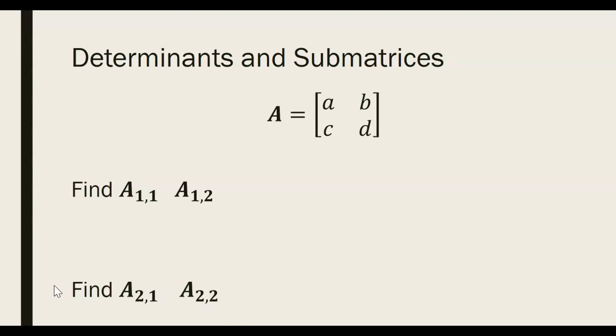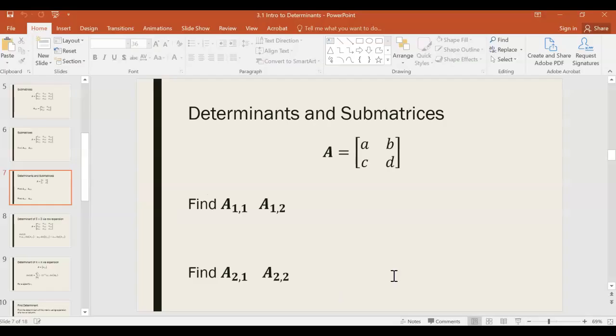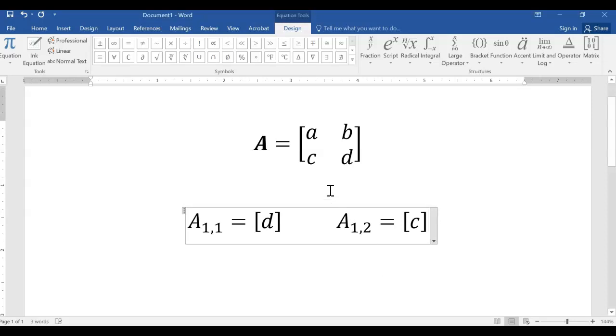In fact, just push pause, go ahead and do that. It shouldn't take you more than a couple of seconds. So let's do the first pair first. Okay, the A11, A12. All right, so A11, eliminate row 1, column 1. You're just left with the D. And by the way, this submatrix would be a 1 by 1 matrix. Notice that A12, eliminating row 1 and column 2, would leave you with C.